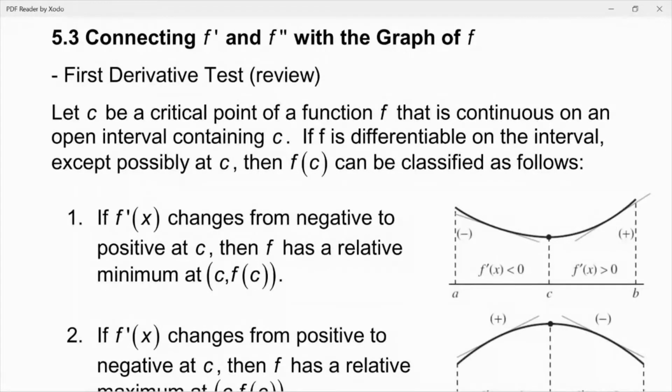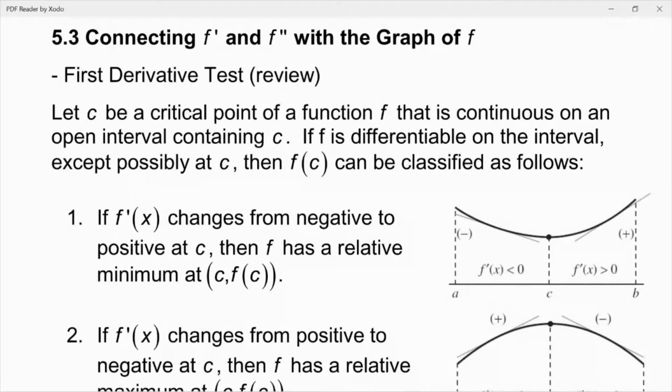This is AP Calculus AB, and in this video, I'm going to go through section 5.3, which your book titles Connecting f prime and f double prime with the graph of f. So I usually just refer to this as f, f prime, f double prime. We're just talking about the relationships between those three functions.